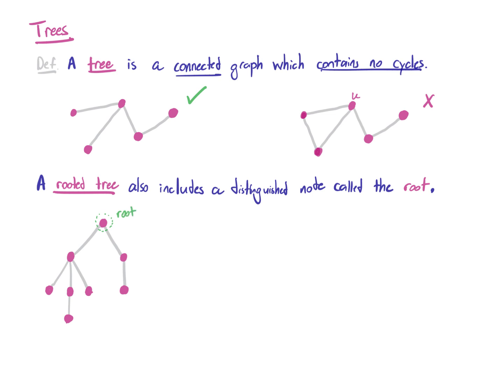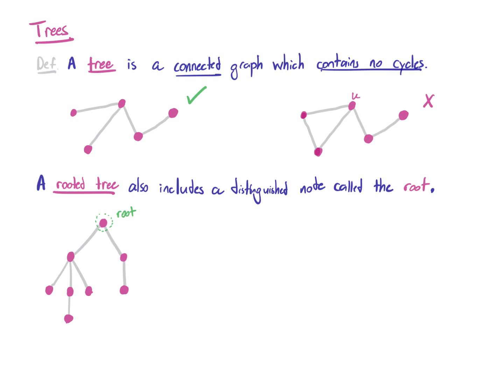The root is really nothing more than a tool for drawing graphs, and can be very useful when we're talking about graph algorithms. We'll see an example of that in a later video. But fundamentally, the root is nothing more than simply a choice of a single node in the tree that we're going to call special.